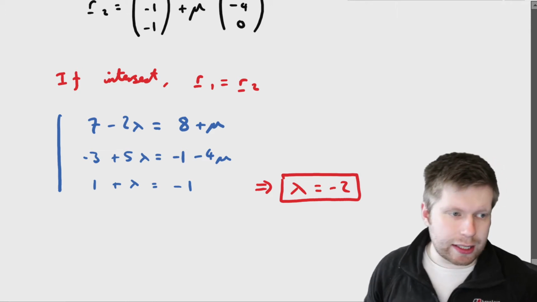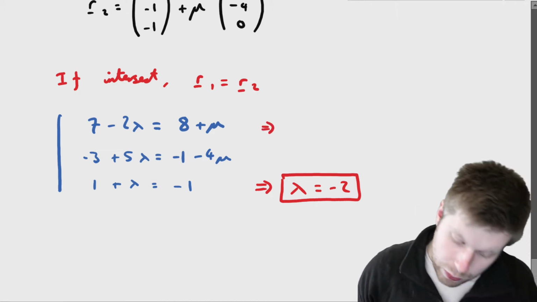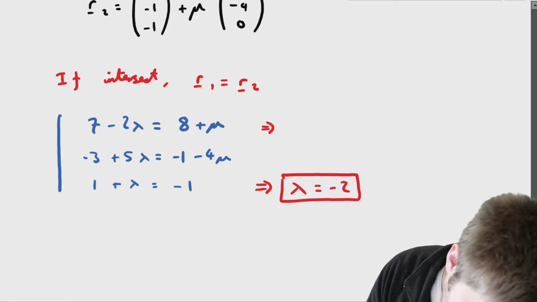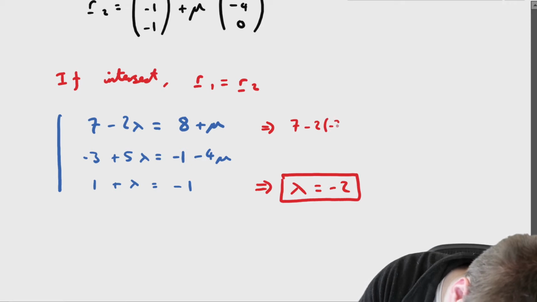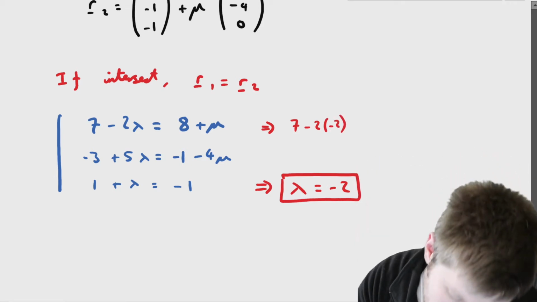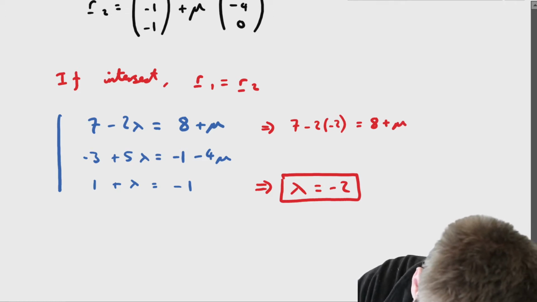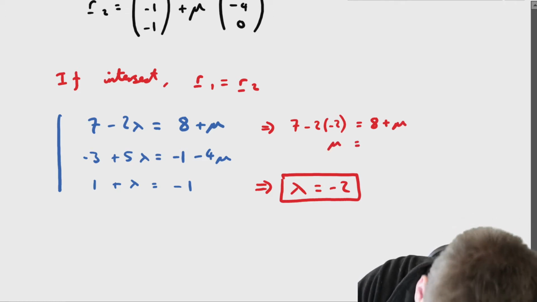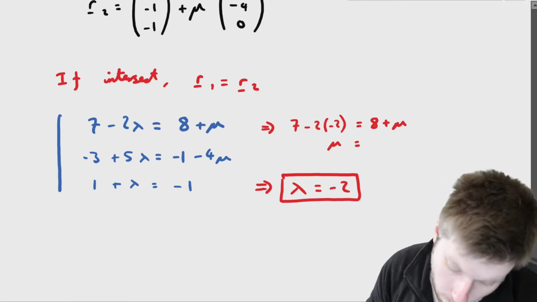Now using that, I can stick that into one of the other equations, I think the top one, in order to find what mu is equal to. So now I know lambda is equal to -2. I get 7 minus 2 times -2, because I'm subbing in lambda equals -2 now, and that should be equal to 8 plus mu. Well, okay, if I solve that then, mu should be equal to, well, 7 take away 2 times -2, that's the same as 7 plus 4, that's 11.